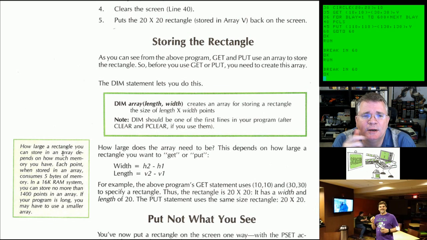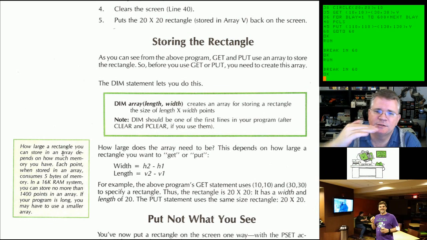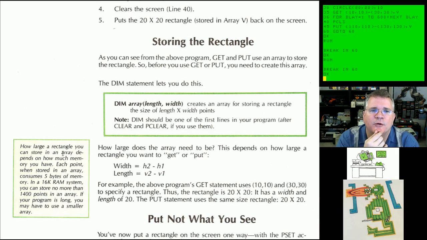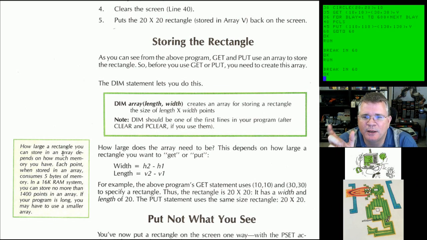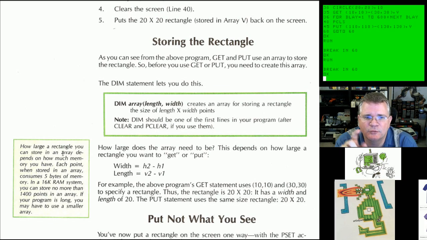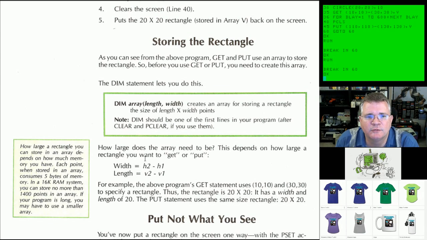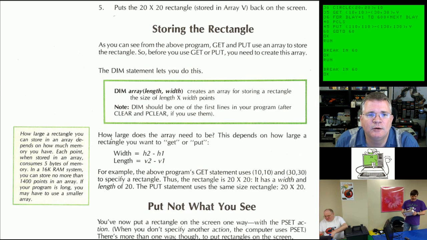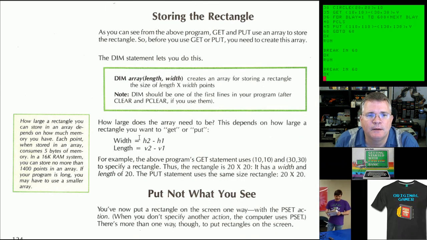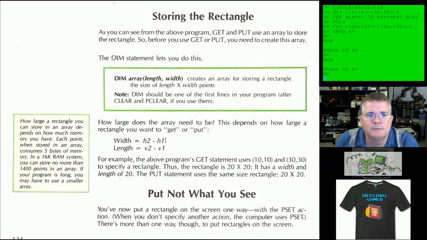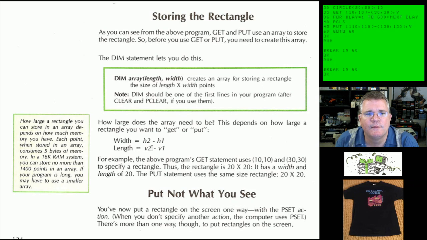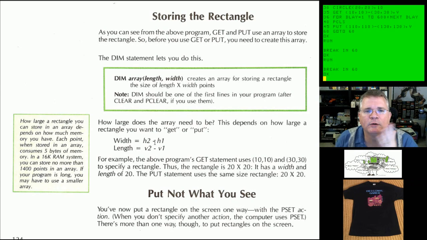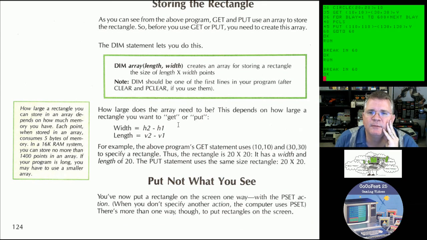All right, so we're going to dim an array. That DIM statement should be high up towards the top of your program. We use that to reserve space in memory to store the grid of pixels. How large does your array need to be? It depends on how large a rectangle you want to get and put. So your width should be your second X minus your first X. When I say H, I mean horizontal, X.